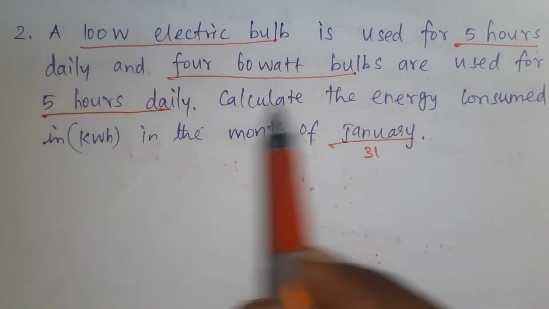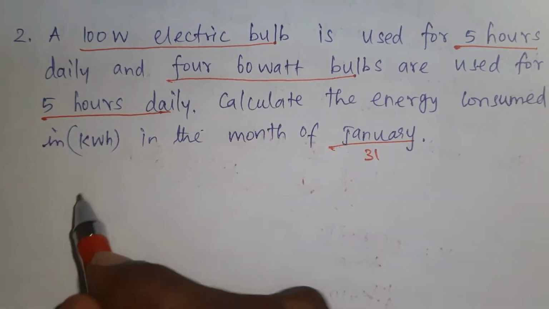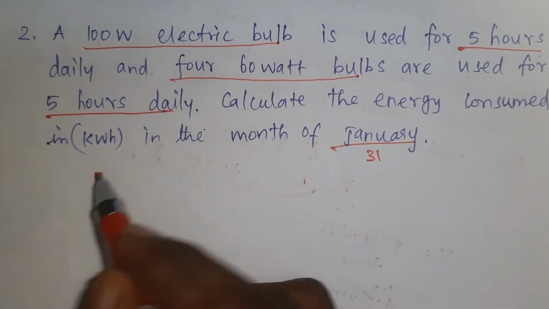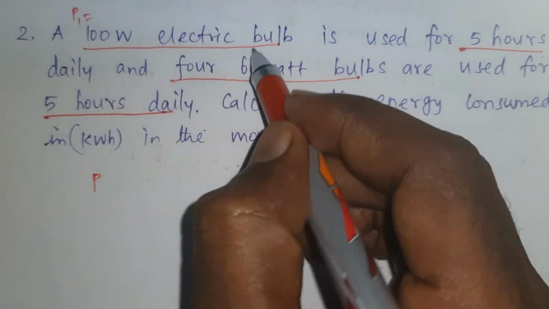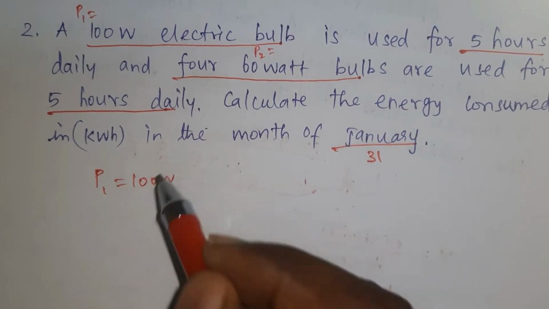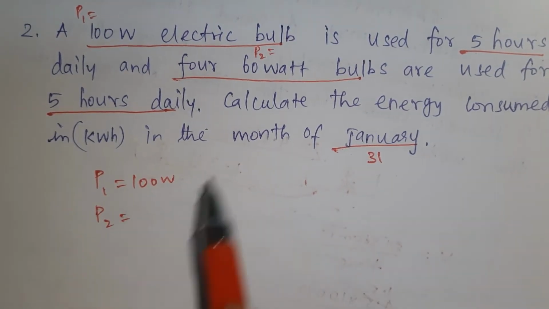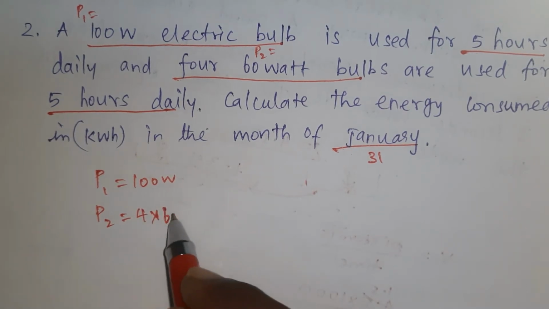So first we have to find out the total power consumed. P1, you can take as 100 watt. The 60 watt bulbs we take as P2. So P1 is equal to 100 watt. Then P2 is equal to 4 into 60 watt.